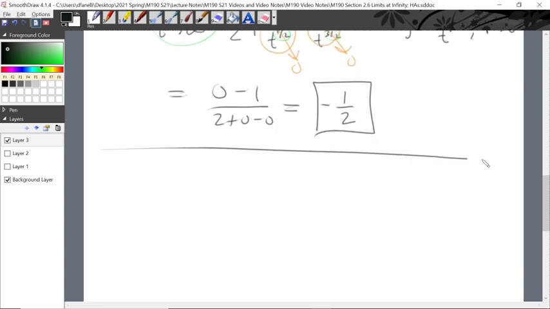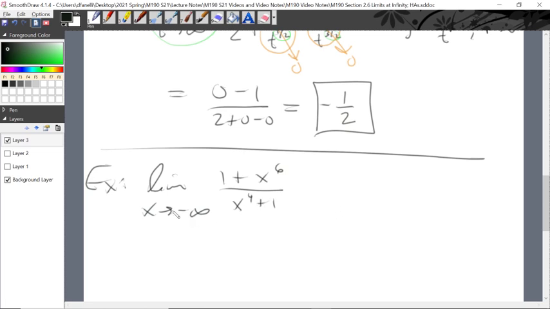All right, let's try another example, a different type. What about if we take the limit as x goes to negative infinity? Well, let's do a different function here. How about 1 plus x to the 6th over x to the 4th plus 1?